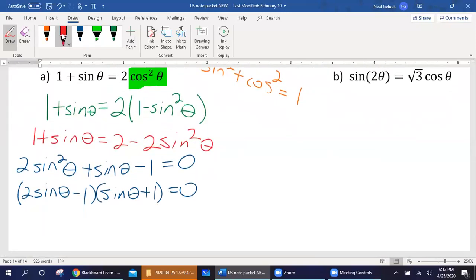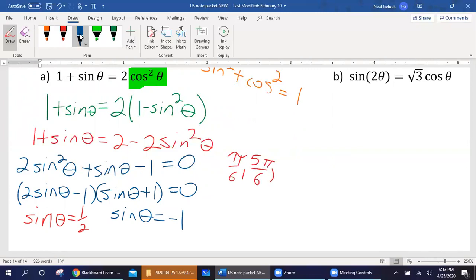So now it's similar to the previous grouping of problems that we did. If sine equals 1/2, we're covered. Or if sine equals -1, we're covered. So sine equals 1/2 at pi over 6 and 5 pi over 6. Sine equals -1, that's straight down at 3 pi over 2.